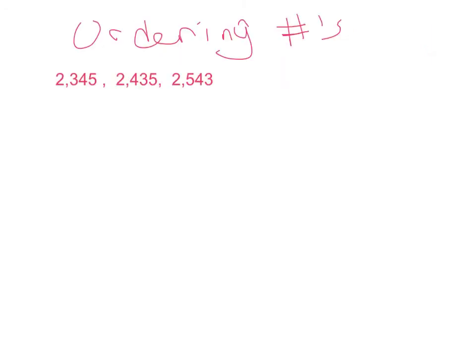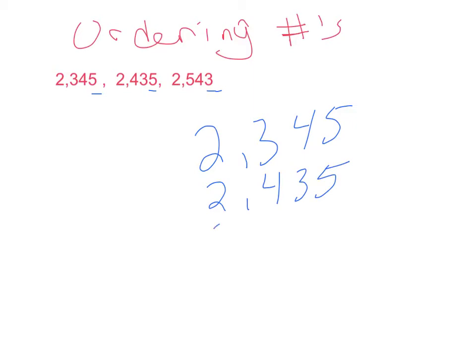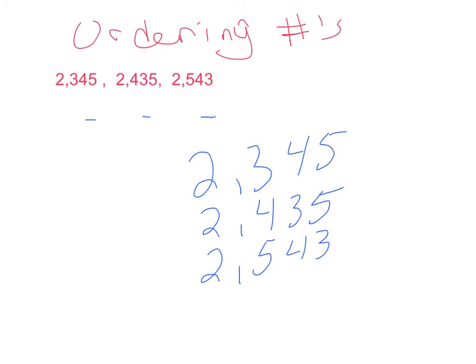If we look at the next thing we did, we ordered numbers. Remember the one thing when we order numbers, the easiest thing to do is to line the numbers up with their ones place. So if I were to line these numbers up, I would write 2,345, 2,435, and 2,543. And the key here is that we get the ones place lined up. Notice my ones place is lined up right here.